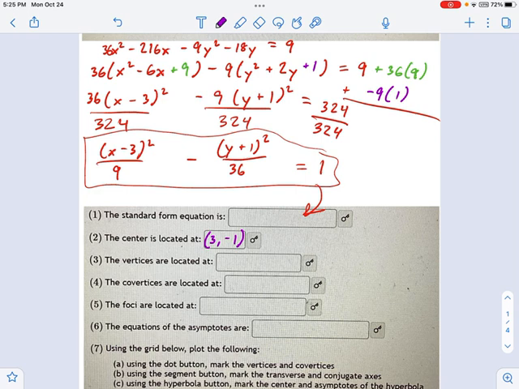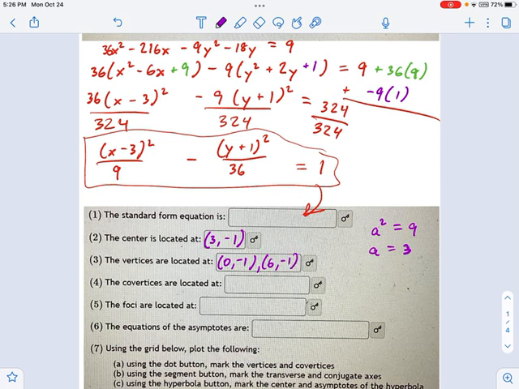The vertices: if you think about the orientation of this, it's horizontal, right? So the vertices are going to be located left and right from the center. Now, a squared goes with x, and that's equal to 9. That means a equals 3. So we're going 3 left and right. That means the vertices are located at 0, negative 1, and 6, negative 1.